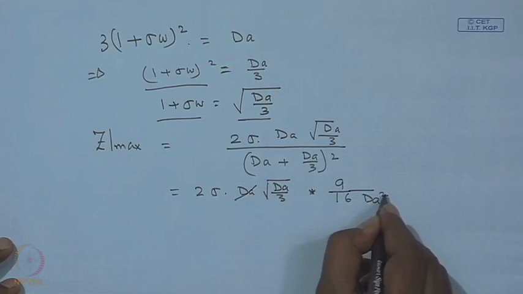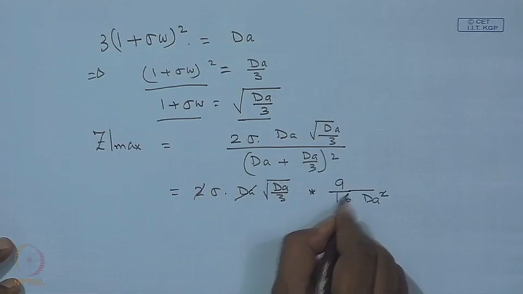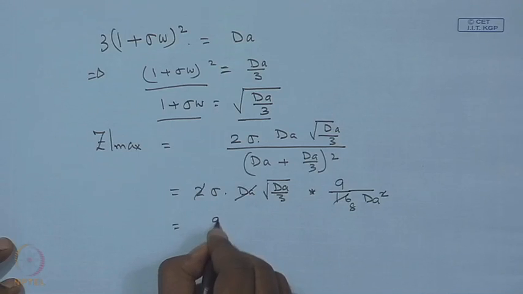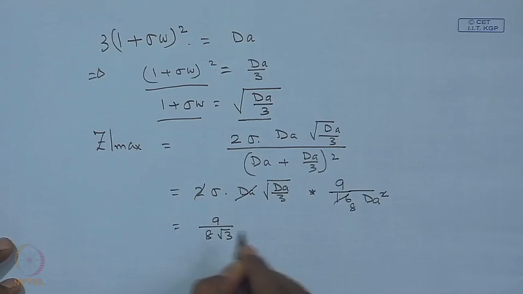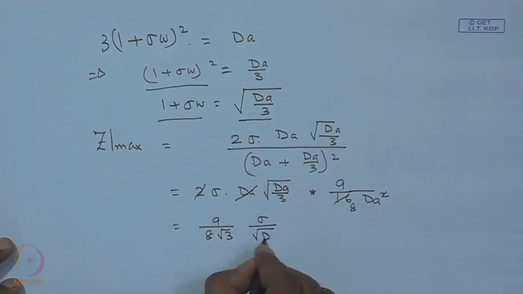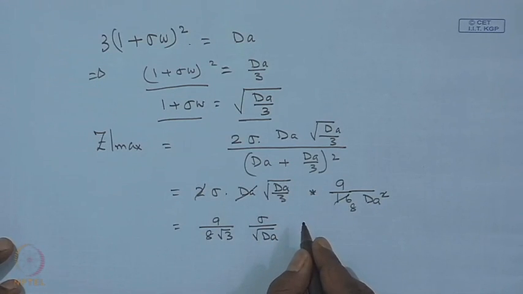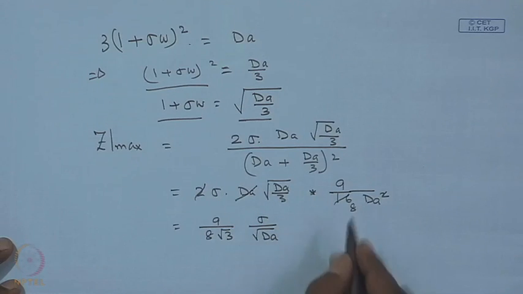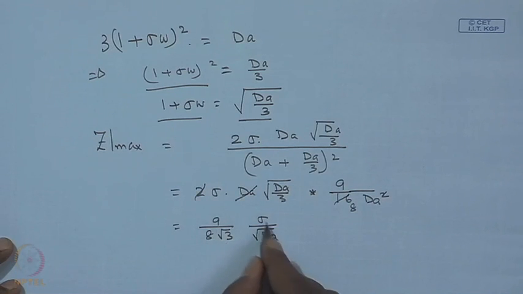So, one dA will be cancelling out. So, it will be 2 by 8, so 9 by 8 root 3, sigma by root over dA. One dA will be here, root over dA there, sigma by root over dA. So, you will be having a square there. So, that is fine. This 9 is there, so this will be 9 by 8 root 3 times sigma by root over dA.